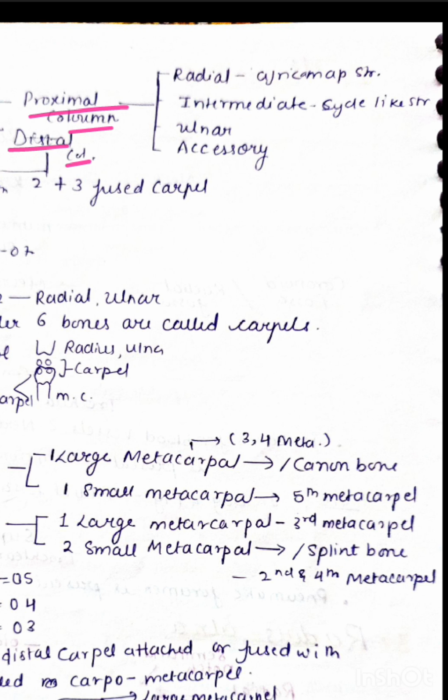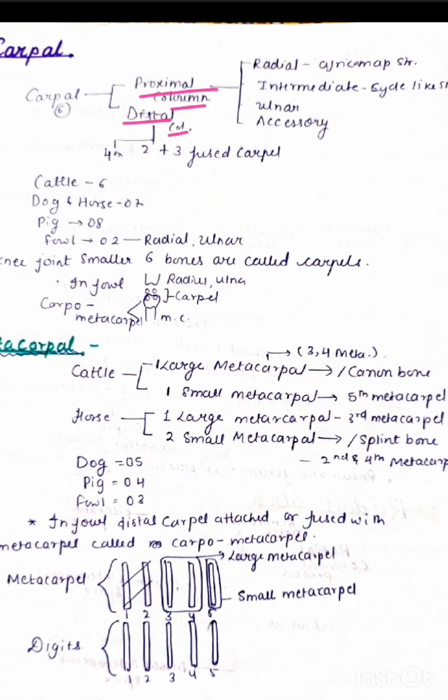The radial is basically shaped like the map of Africa, so it is known as the Africa map like structure. The second one is the intermediate, which is a circle-like structure. The third one is the ulnar and the fourth one is the accessory.